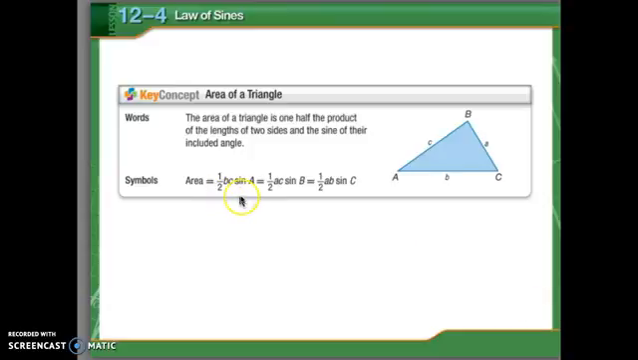So there's three ways of thinking about this formula. All of them start similarly. They're all 1/2, and then the two sides that you know times the sine of the angle that's between those two sides. So if you know, for example, side B and side A, then angle C is between them, so it would be 1/2 B times A times sine C. If you know side B and side C, then angle A is between them, so it's 1/2 BC sine of angle A. If you know side C and side A, then angle B is between them, so that would be 1/2 AC times the sine of angle B.